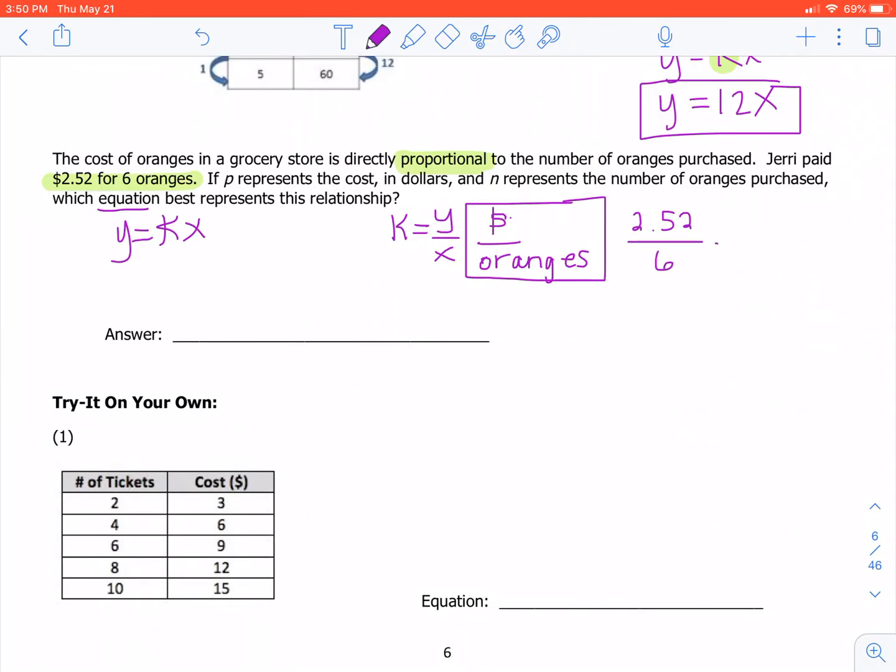So the information they give us here is that it's $2.52 for 6 oranges. So I'm going to take my calculator and I'm actually going to divide that. So 2.52 divided by 6. That gives us 0.42. So that's my K. So now go back and bring it over here and let's replace that K with 0.42. Keep the Y, replace the K, keep the X. So right here is my equation. Now, that would be an acceptable answer.